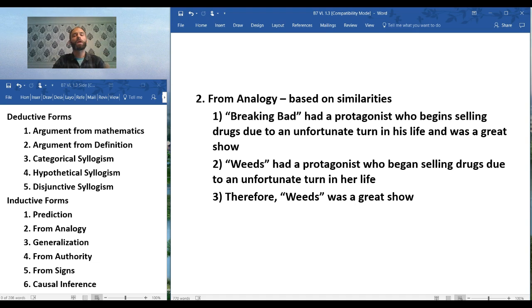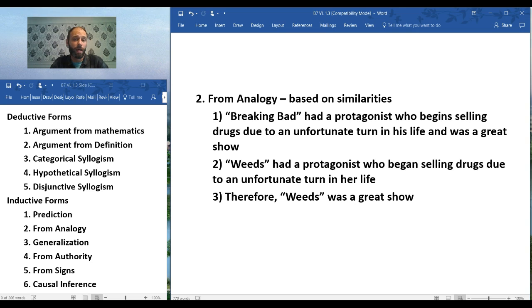So note how the argument works. We point to a similarity between the shows. In this case, that they had a main character who you're rooting for, who begins selling drugs due to an unfortunate circumstance in their life. And then we say, well, since Breaking Bad had that quality and it was a great show, and Weeds shares that quality of having a main character who began selling drugs due to an unfortunate turn in her life, that they'll share a further similarity, being a great show.